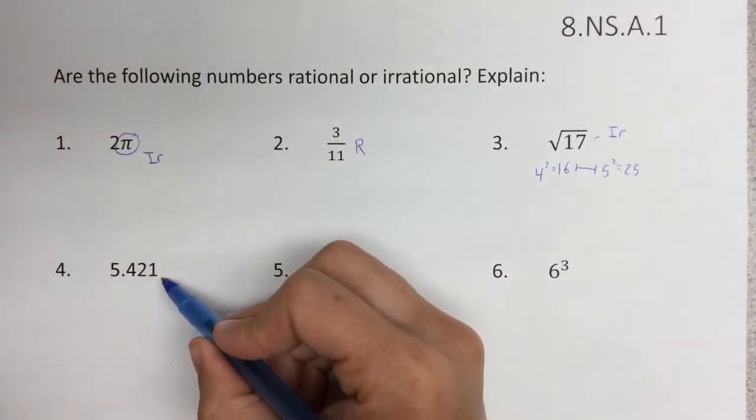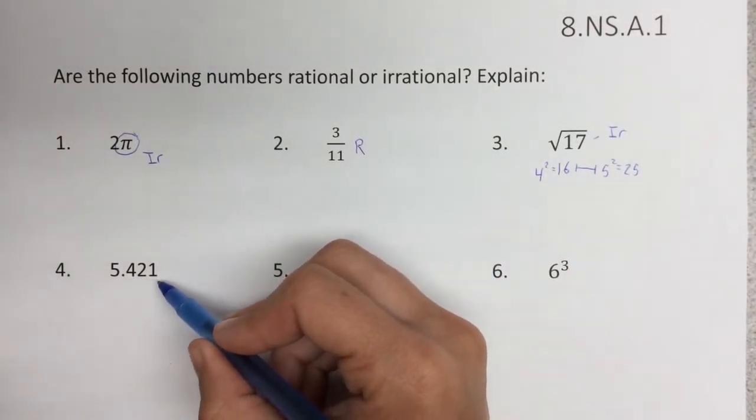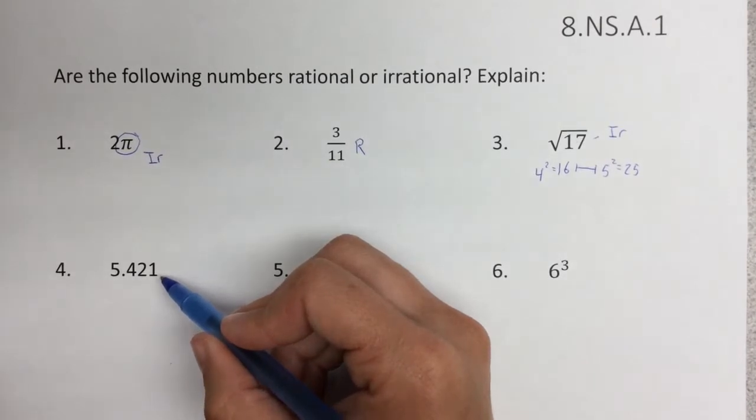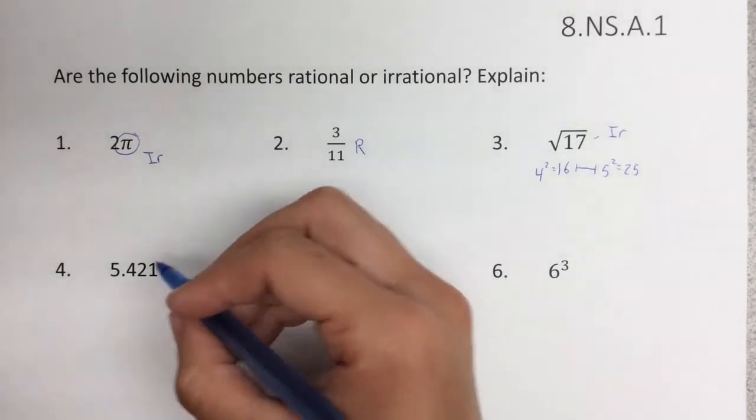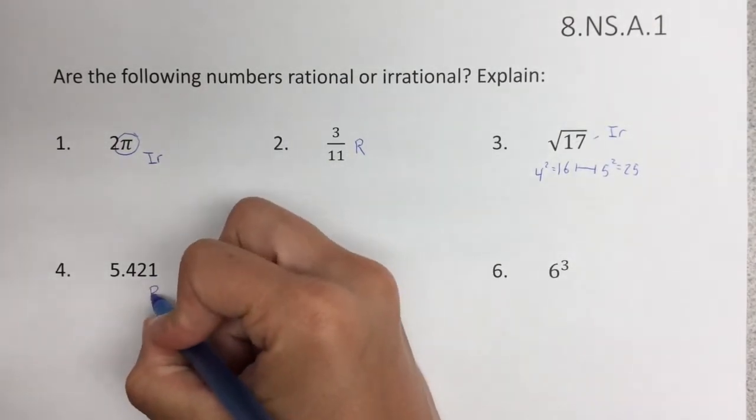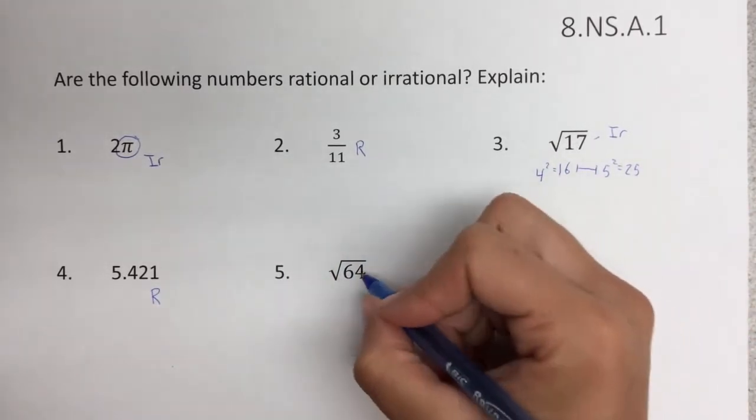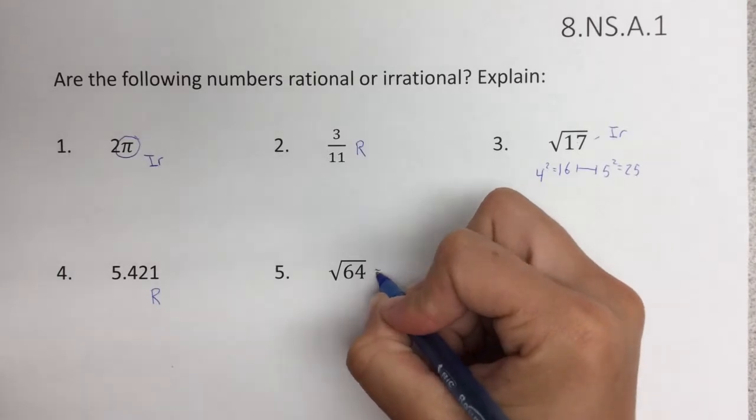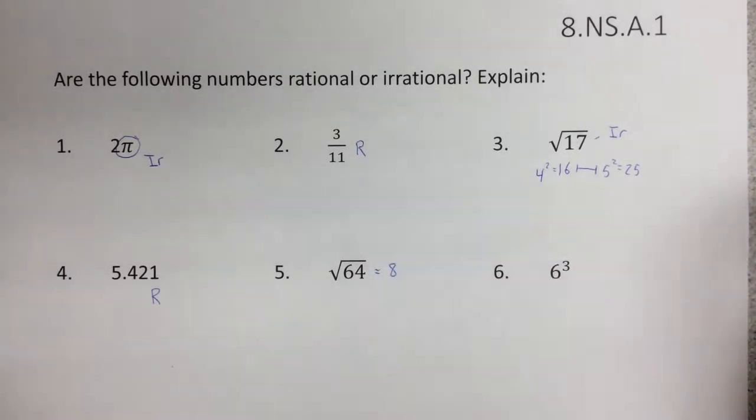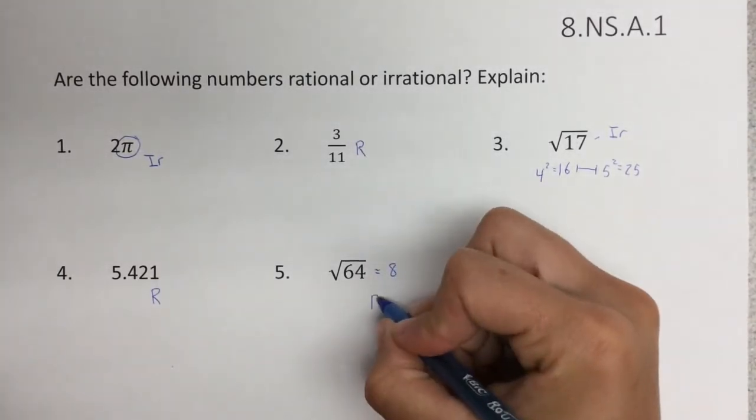For number 4, we have 5.421. This is a terminating decimal, which means the decimal comes to an end, it doesn't keep on going forever, so this is an example of a rational number. Square root of 64 can be simplified because it's a perfect square, so this is actually equal to the integer 8. Since 8 is just a whole number, this is rational.